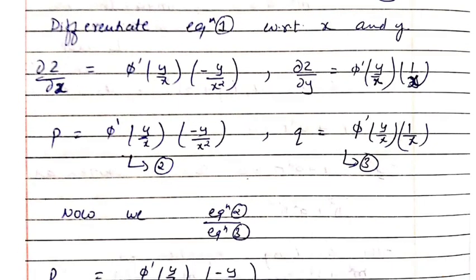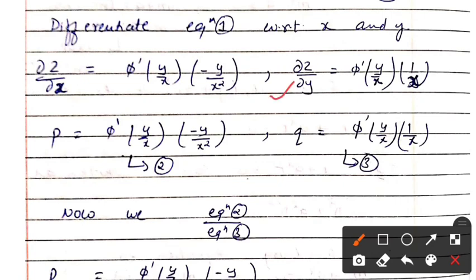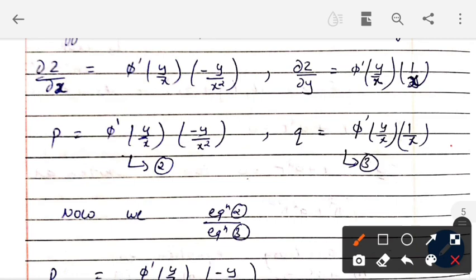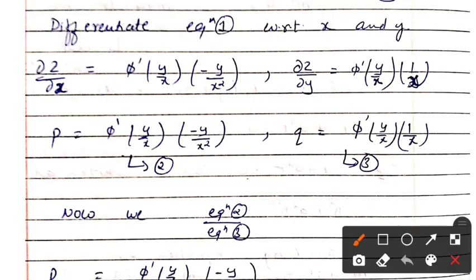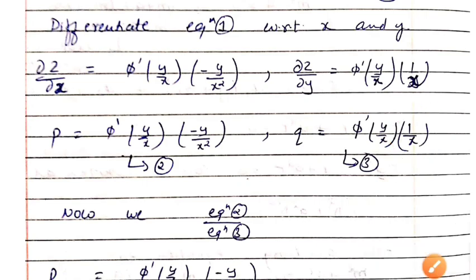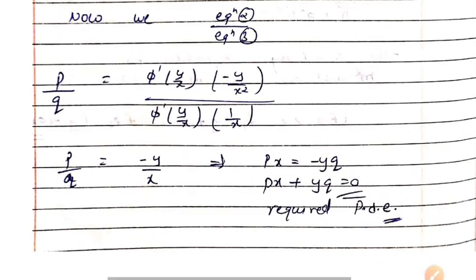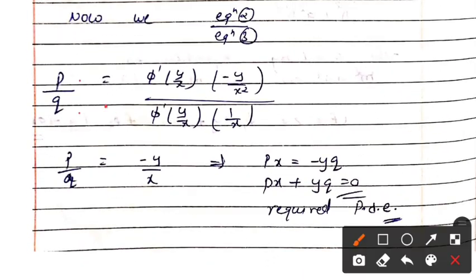Now we will do the same thing, we will differentiate with respect to y, so you get del z by del y. Again here you will get phi dash of y by x and again you have to differentiate with respect to y, so you get 1 by x. Now we will divide these two equations. On dividing these two equations, you get p by q equal to this whole term. Now this can be cancelled and you are left with p by q equal to minus y by x. On cross multiplication, we get px equal to minus yq, which is the required differential equation.